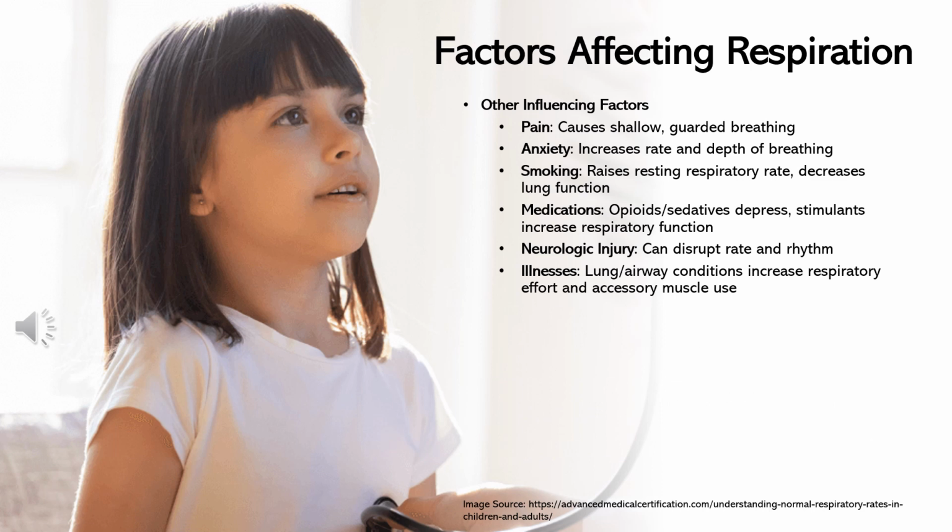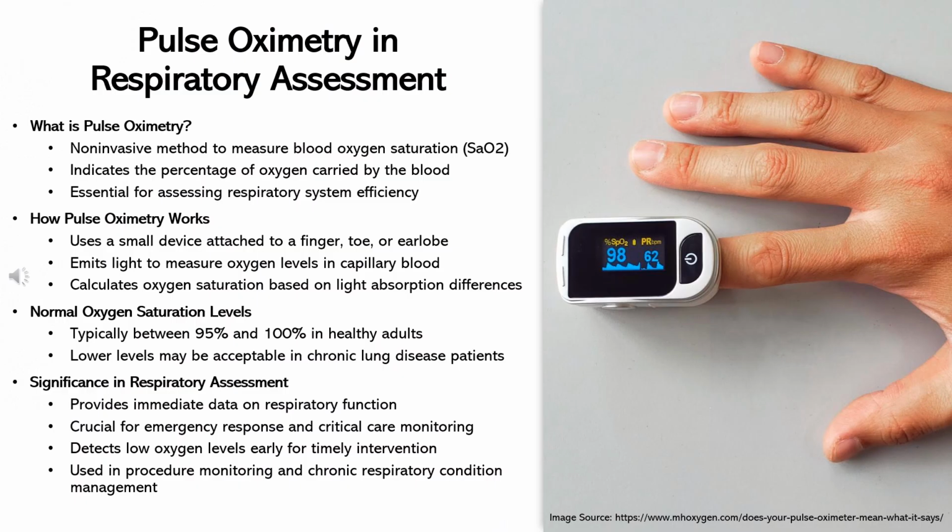Other factors that influence respiration include things like pain. Chest or abdominal pain can lead to shallow, guarded breathing to minimize discomfort. Anxiety increases both the rate and depth of respirations. Chronic smoking can lead to an increased resting respiratory rate and decreased lung function. Certain medications, like opioids and sedatives, can depress respiratory function, while stimulants can increase it. Injuries to the brainstem can disrupt the normal respiratory rate and rhythm. And conditions that affect the lungs or airways can alter breathing patterns, often leading to increased respiratory effort and use of accessory muscles.